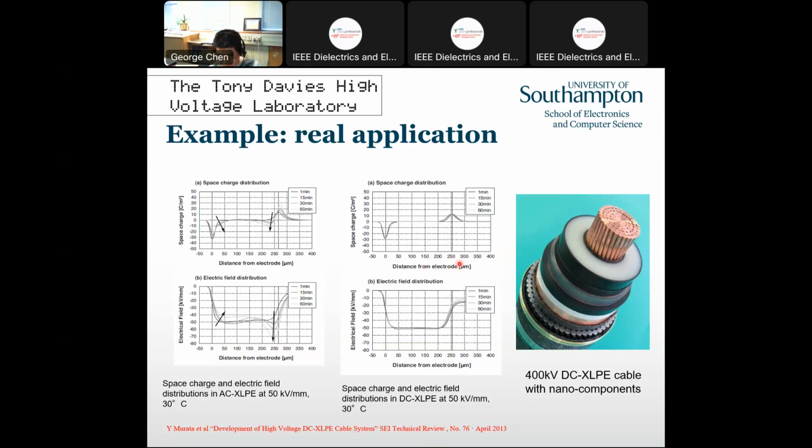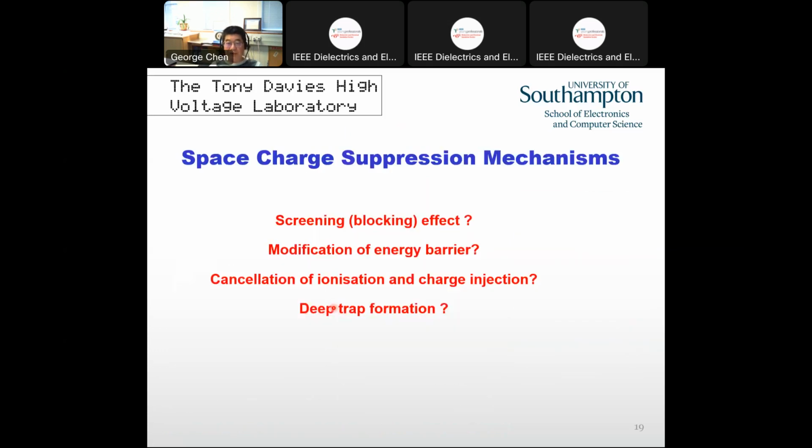So the next question we want to ask: what is the mechanism that leads to the charge suppression? Many researchers over the years have proposed different mechanisms to explain this phenomenon. So what is the true reason? That's something we're going to explore here. Over the years, different mechanisms have been proposed, such as a screening effect, modification of the energy barrier, cancellation of ionization and charge injection, and deep trap formation after the introduction of the nanoparticle. So what is the true reason for that? That's something we're going to have a quick look at.